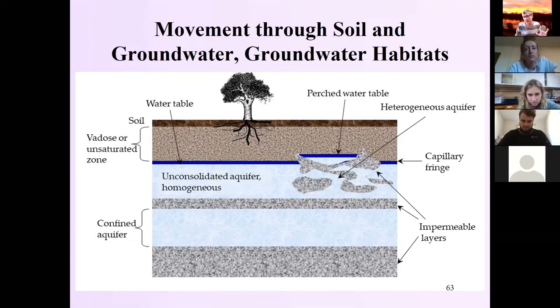So this is going to be habitat for microbes, or other organisms that couldn't live in this unsaturated zone where there are air spaces, and this is called the vadose, or unsaturated zone.